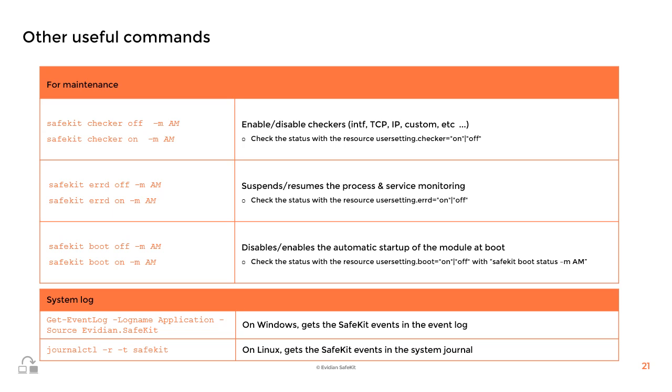In the system logs, as shown in the second table, you can retrieve SafeKit events in the Windows event log with the getEventLog command and with the journal command on Linux.